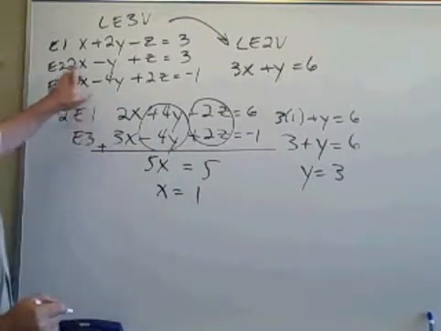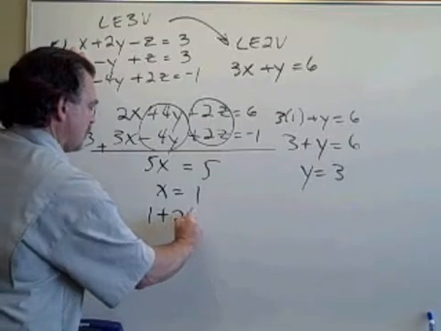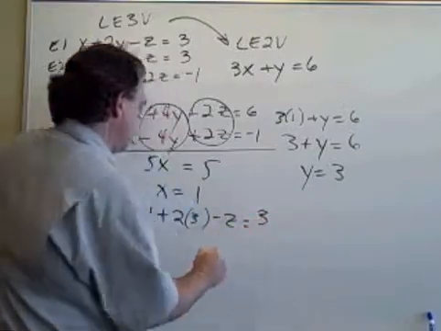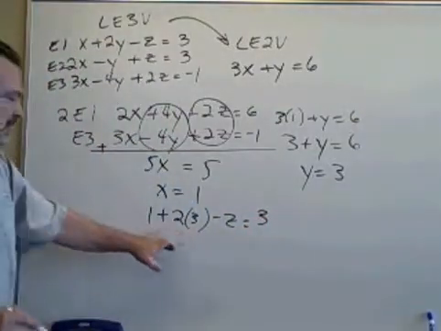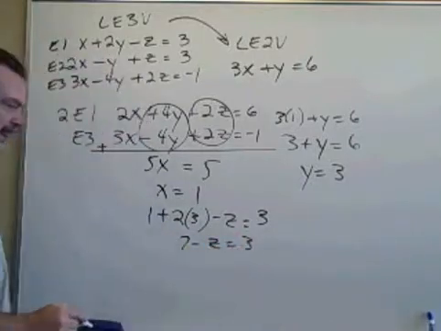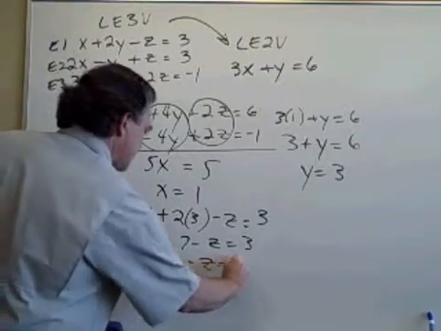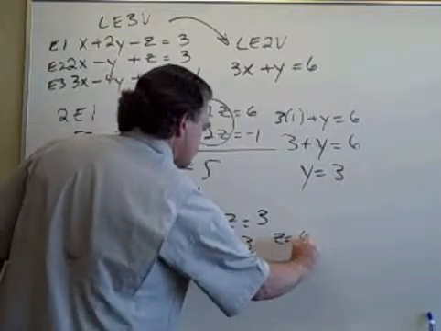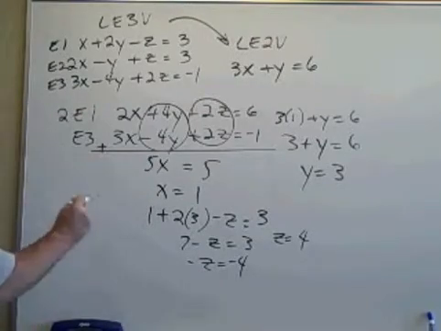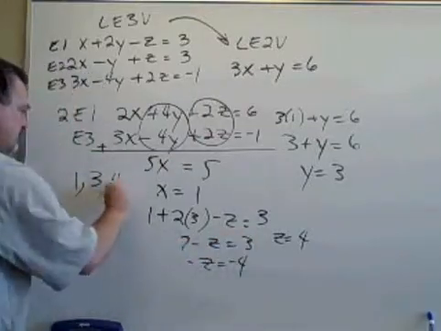So let's take that x value being 1. Let's go back to equation 1: 1 plus 2 times the y value, which was 3, minus z equals 3. So 1 plus 6 is 7, minus z equals 3. So if I subtract 7 from both sides, minus z equals negative 4, so z equals positive 4. And the ordered triple solution we have to this system is x is 1, y is 3, z is 4.